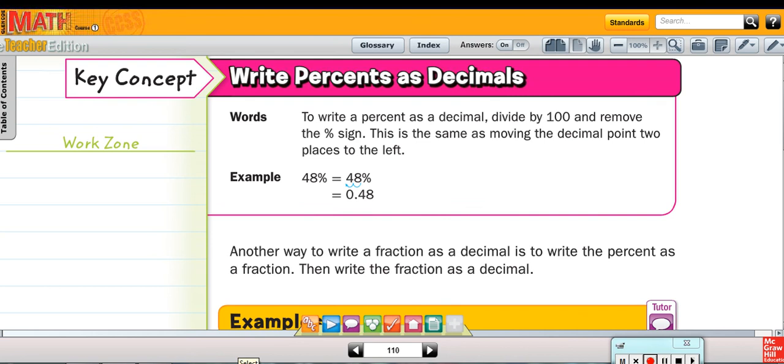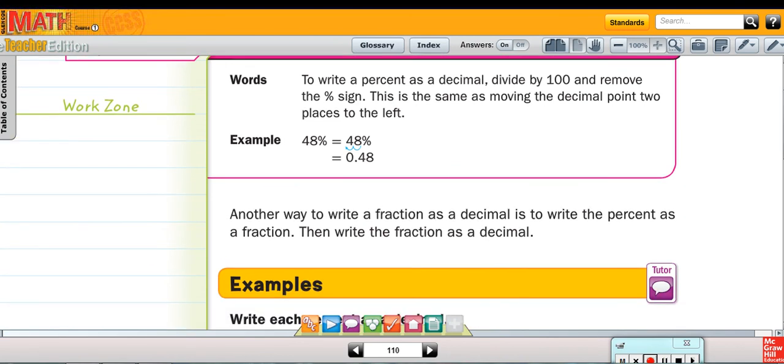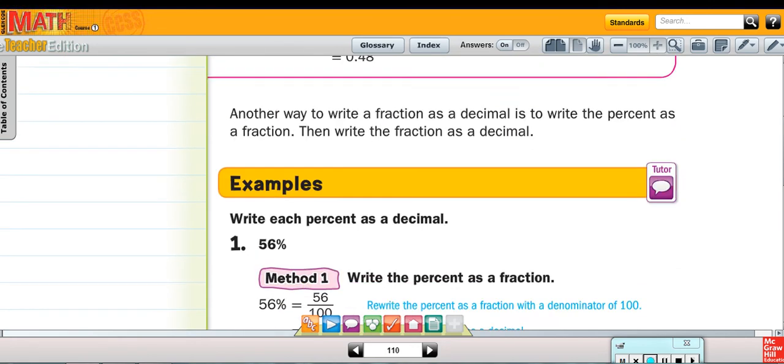We could also write it as a fraction like we did on the page before, and then go to a decimal, but I think most of you are going to find that moving it those 2 places to the left, dividing by 100 because there's 100 possible percents, will be a little bit easier.